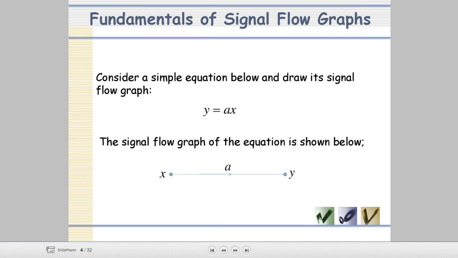Fundamentals of signal flow graphs. Consider a simple equation below. Draw the signal graph for that. We already discussed signal flow graph in the classroom also. Just focus here, y is equal to ax. So y means output, x means input, and a is the variable. So how are we going to describe this equation by signal flow graph? X is input, y is output, represented by that node, and the gain of that signal is a, meaning y by x will be a, that is gain.